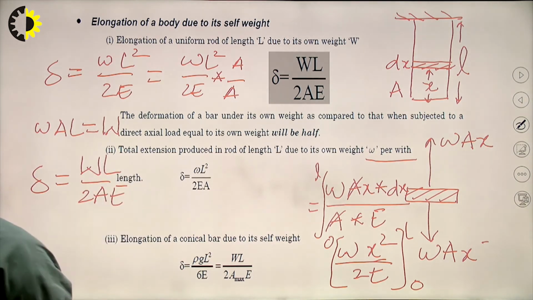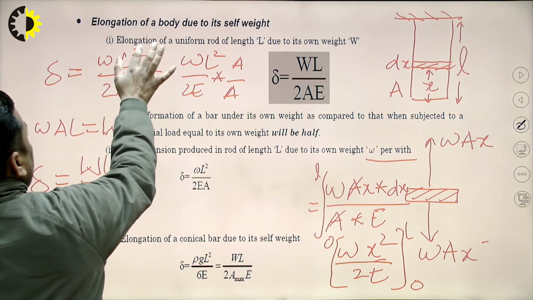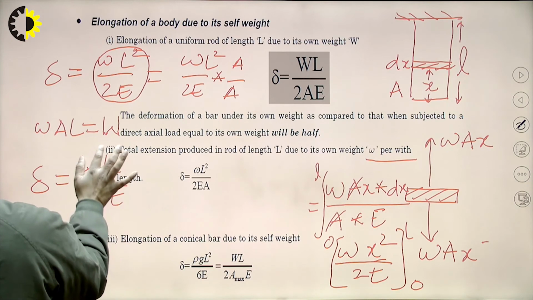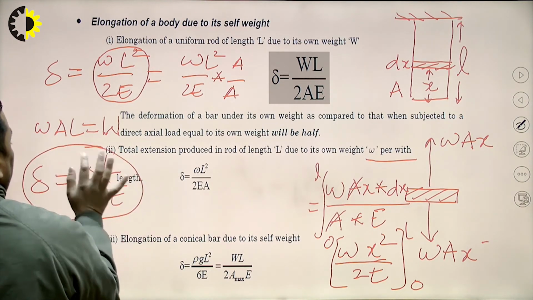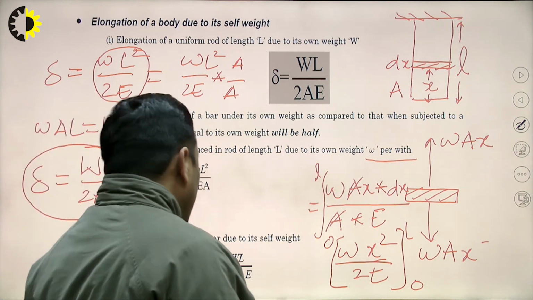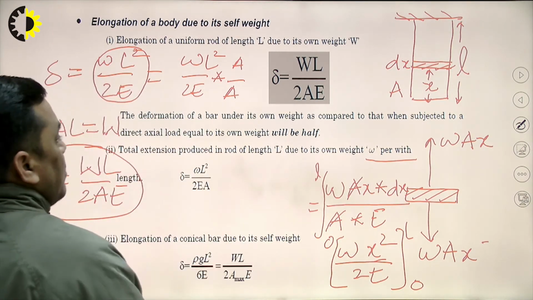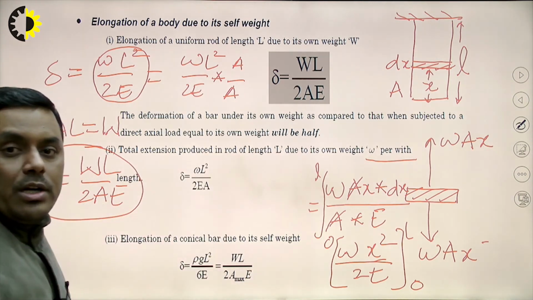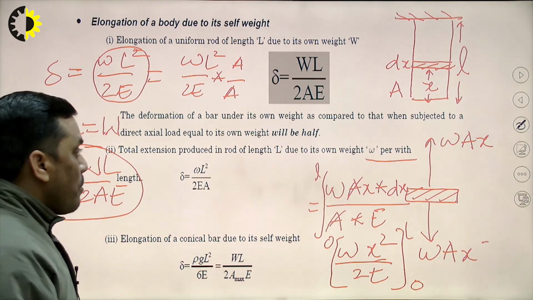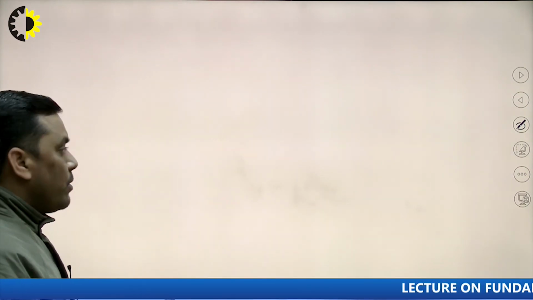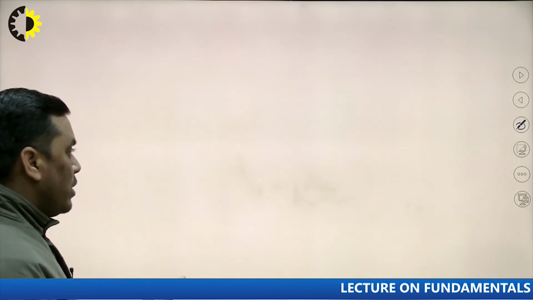So, two relations we can keep in mind. One is in terms of weight per unit volume, which is w L square upon 2 E. Another one is capital W L upon 2 A E, where capital W is the total weight of the bar. This is the way we can find the elongation of a bar in different conditions by applying Hooke's law. We have gone through 3 cases.